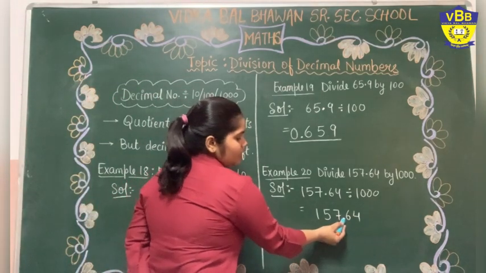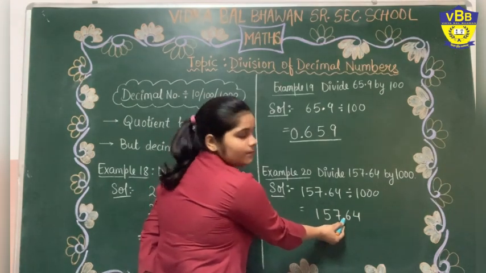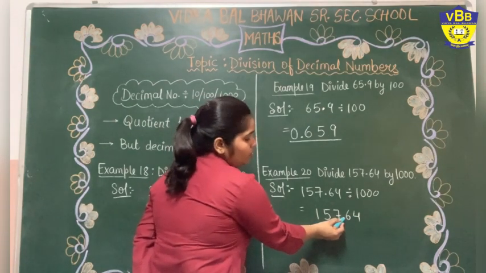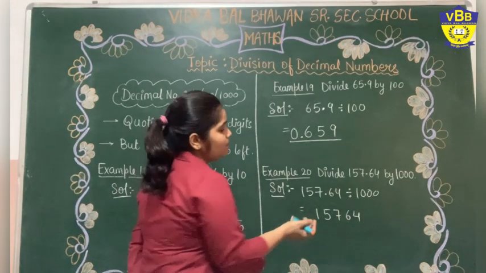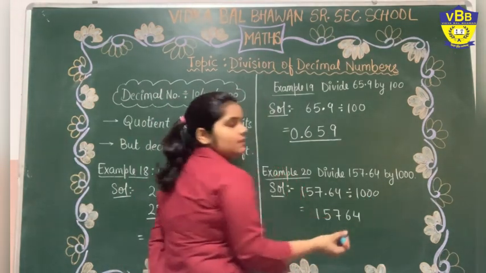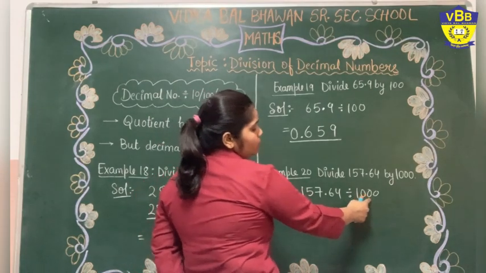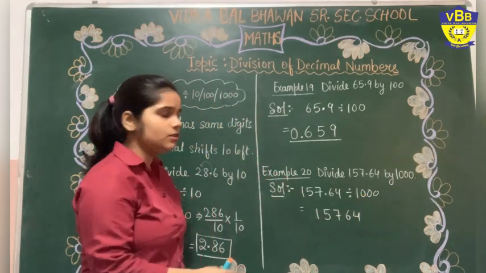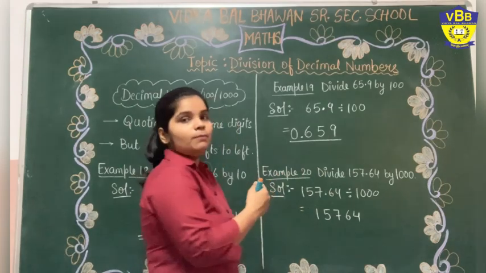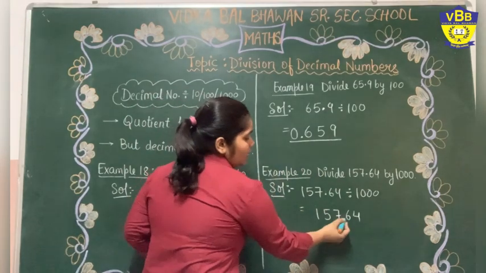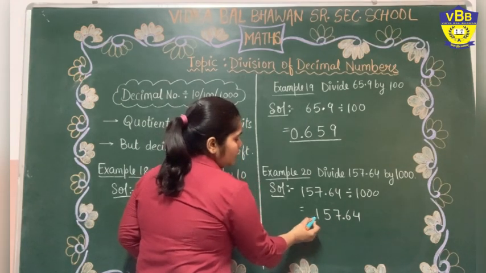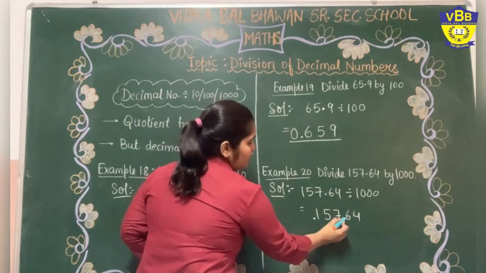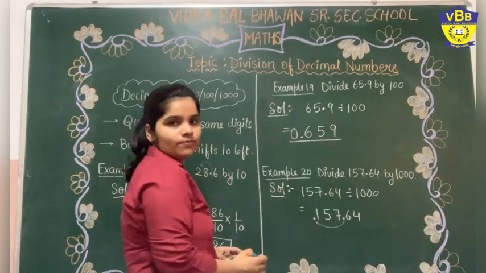Here it is, the decimal has been here. Now it will shift to the left side by how many places? By the number of digits the divisor is having. 1, 2, 3, 1000 has 3 zeros. So it will shift to the left side by 3 decimal places. It was here, it will shift 1, 2, 3, 3 decimal places.